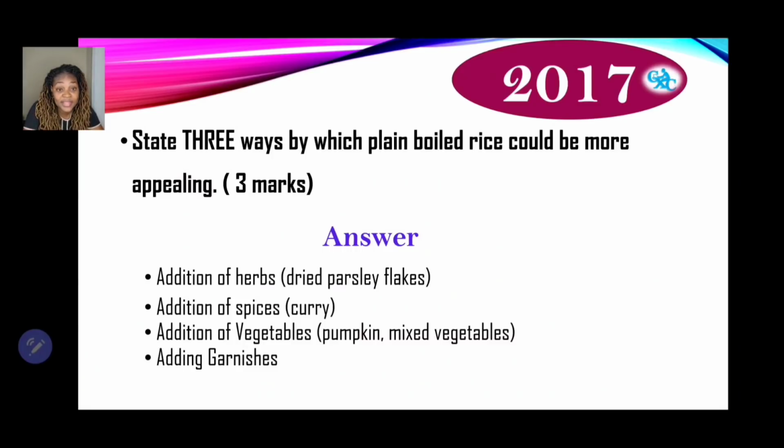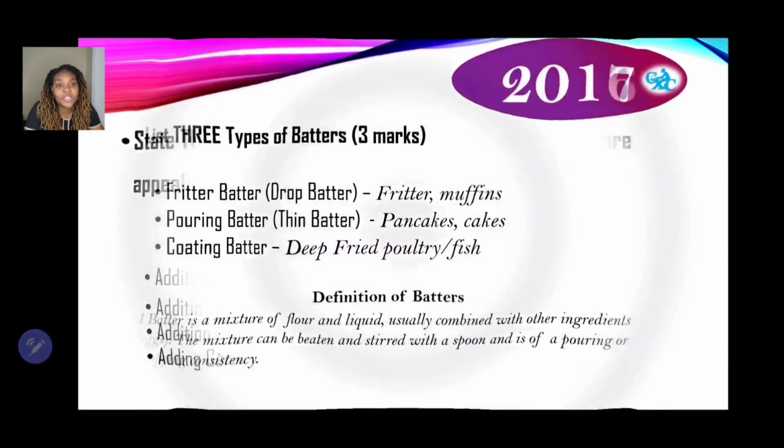So you know that spices can change the color. For example, a little bit of turmeric can change the color of the rice to give yellow rice for some persons. We may also add vegetables such as pumpkin or mixed vegetables, and also garnishing as well. So you only need 3, so you can choose your favorite 3 to answer your question there. So your options are open.